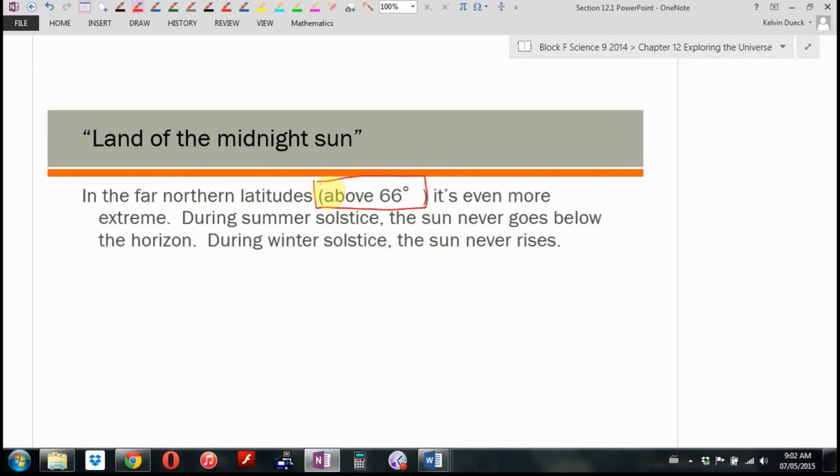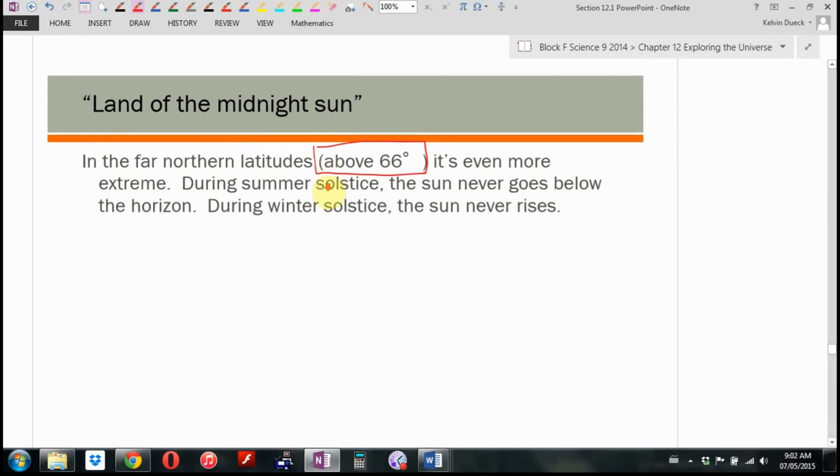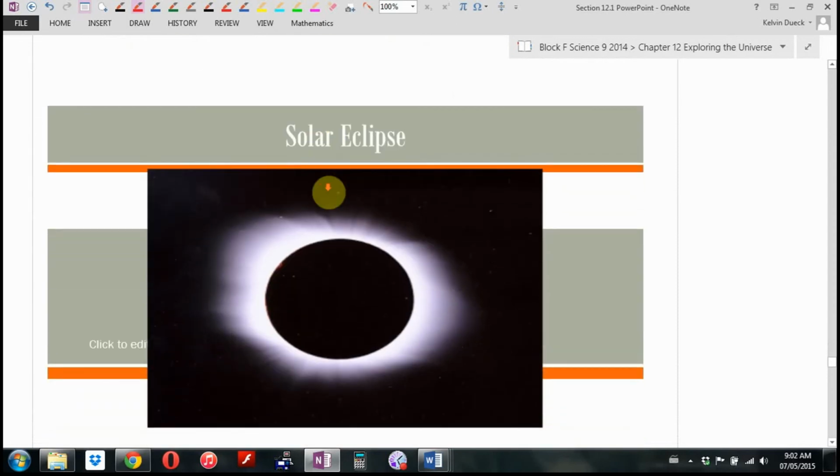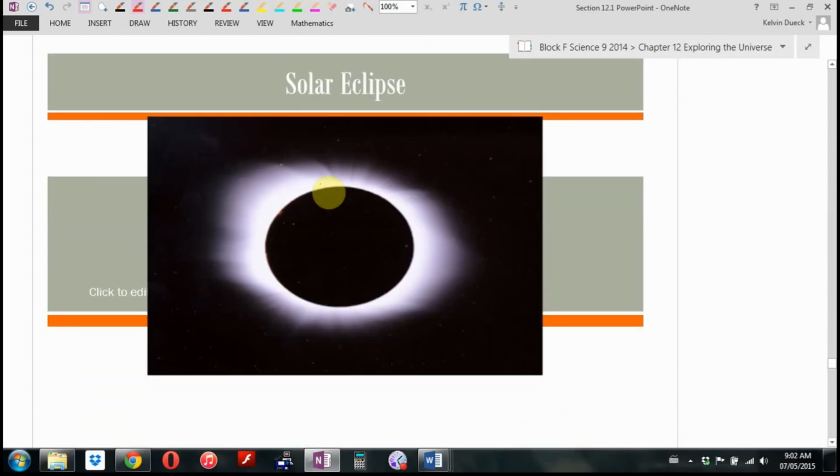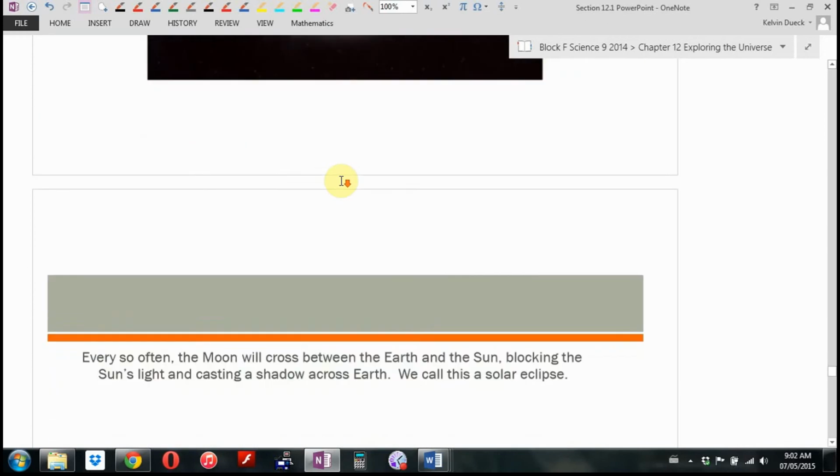Speaking of sun never showing, eclipses. We have two main types of eclipses, solar eclipses and lunar eclipses. Which one do you think is an eclipse of the sun, solar or lunar? You all know what the word solar means, okay? Solar means sun. Lunar eclipse means the moon. So let's talk about these.